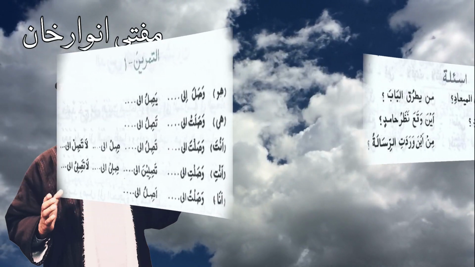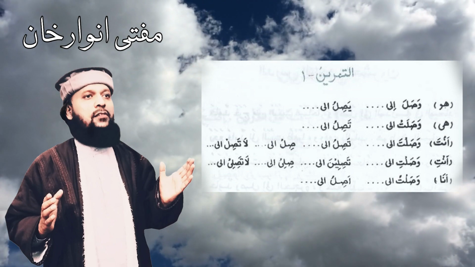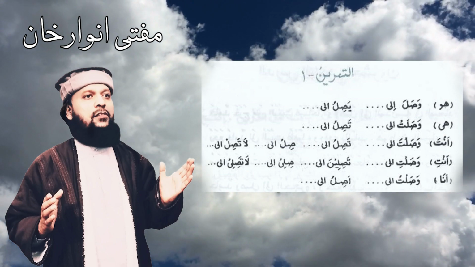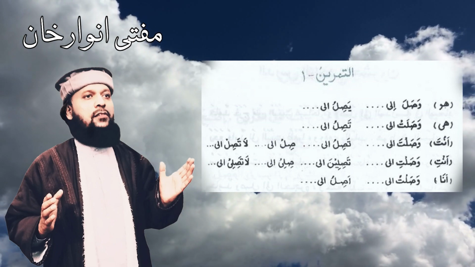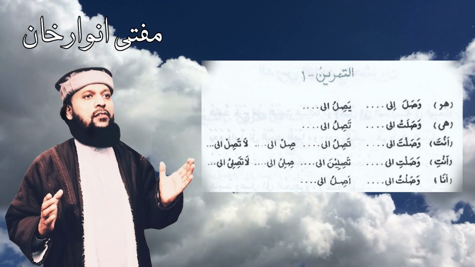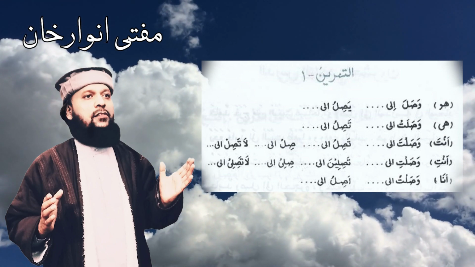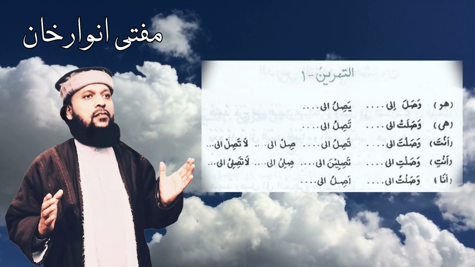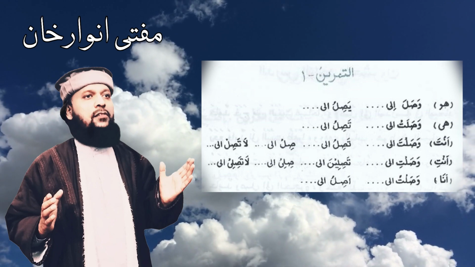And on the next page, page number 38, you have some more practice. In this, you have to fill in the blank. The verb wasala has been used in different forms, in different sighas. You have to use a majroor. You have to use a noun after the preposition ila in all these sentences.